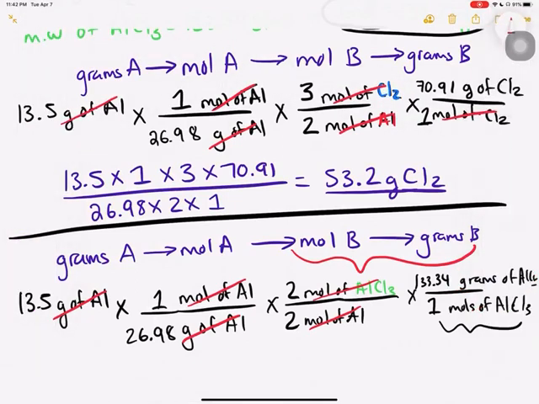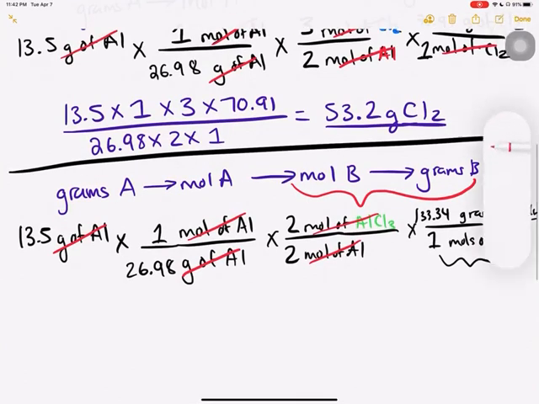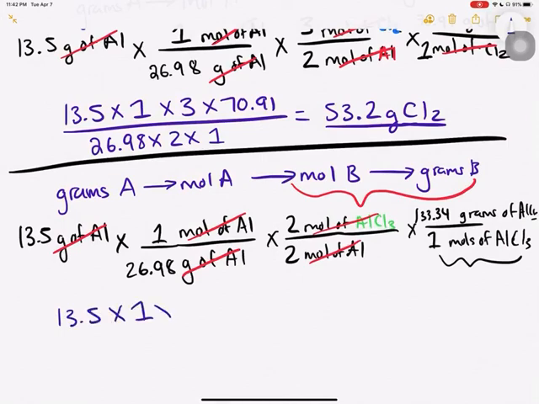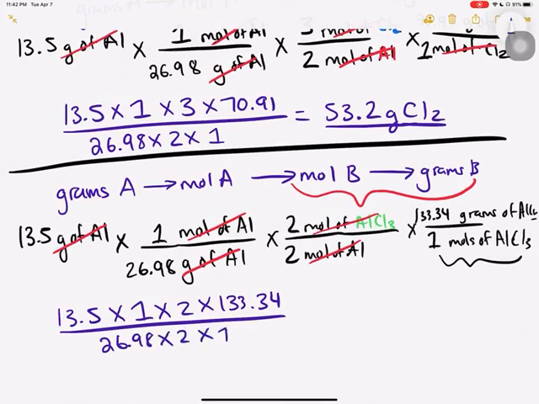You have to multiply all the numbers on the top and divide by all of the numbers on the bottom. The numbers on the top: the first one's 13.5 times 1 times 2 times 133.34, and you are dividing by 26.98, you're dividing by 2, and you're dividing by 1. The result of this mathematical operation is going to be 66.7 grams of aluminum trichloride.